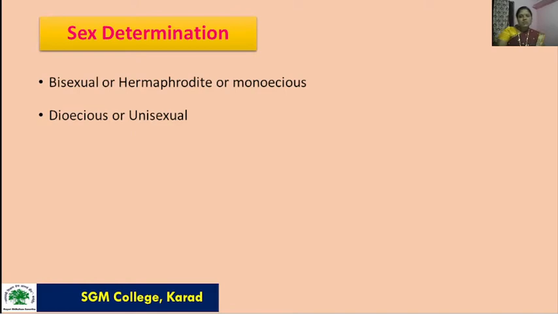Dioecious and unisexual species are those in which the organism has either male or female reproductive organs. Those particular species or organisms are known as dioecious or unisexual organisms. And in humans, all humans are dioecious. Okay, human beings are dioecious.